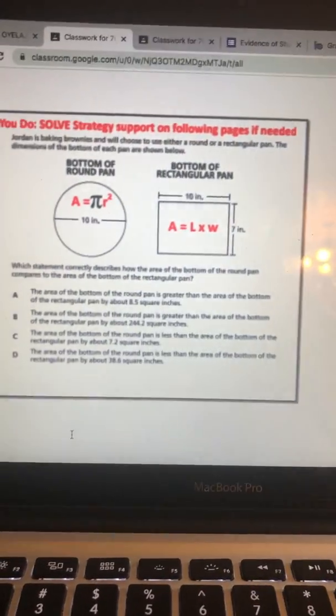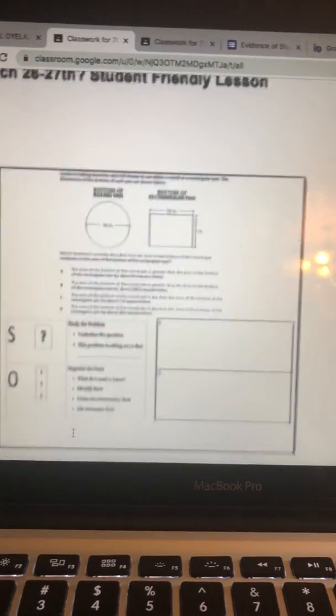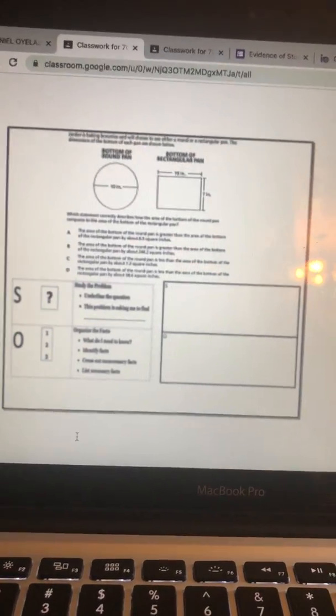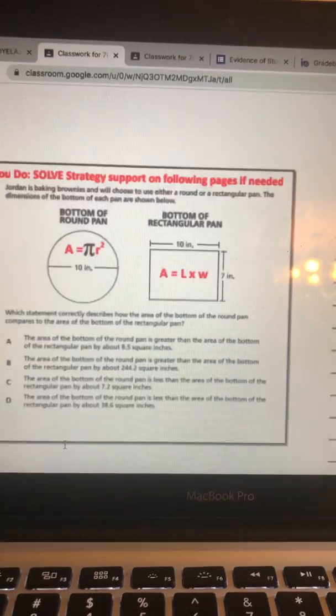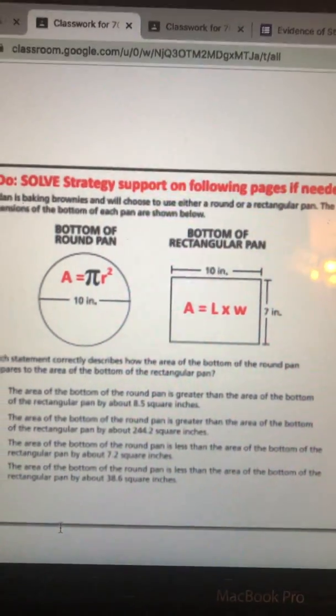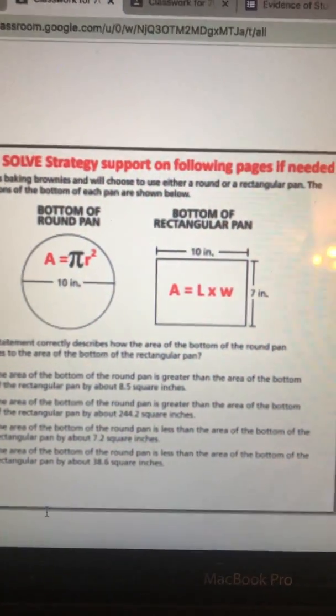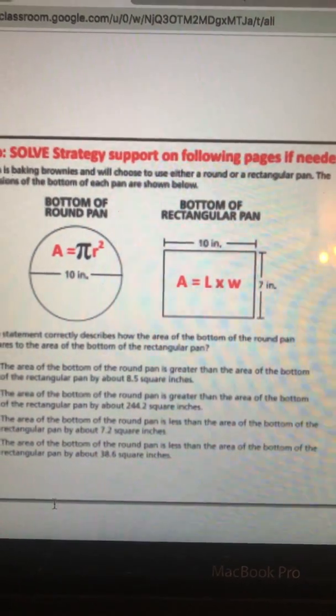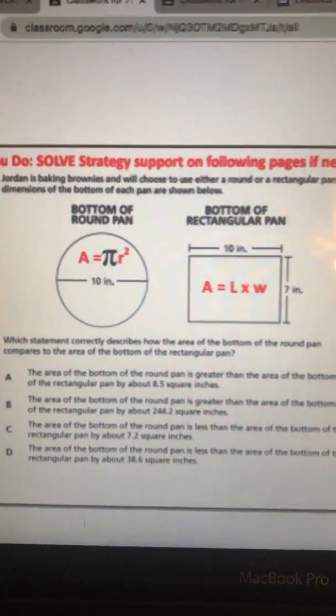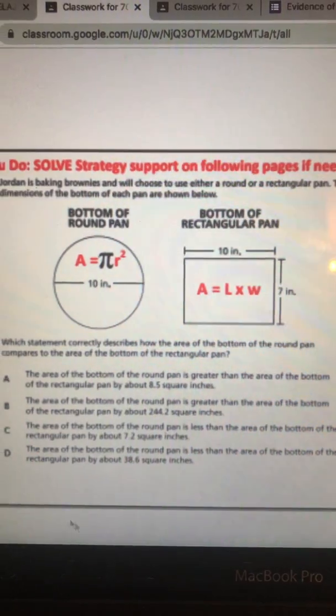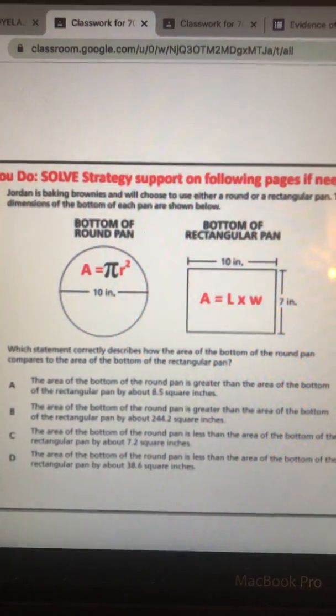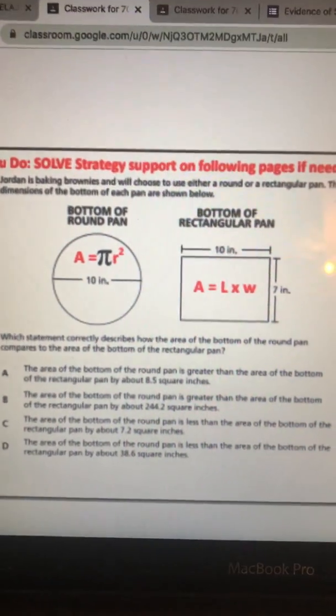Okay, so the rest of the lesson gives you another problem to try on your own. Again, we set it up so that you have your solve strategy there to assist you. In this problem, they're having you compare the bottom of a round pan to the bottom of a rectangular pan. We gave you those formulas because normally they would be provided on your reference sheet. So use those to answer this question on your own and see if you can do it.